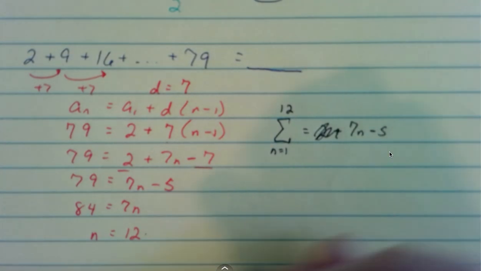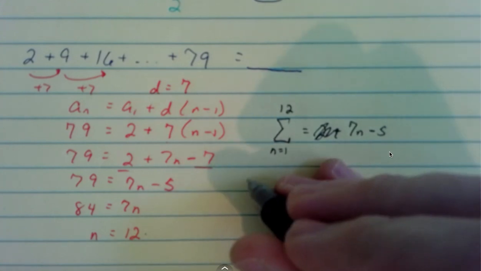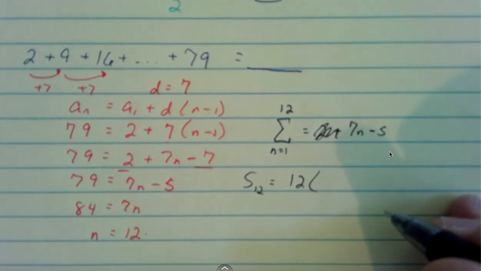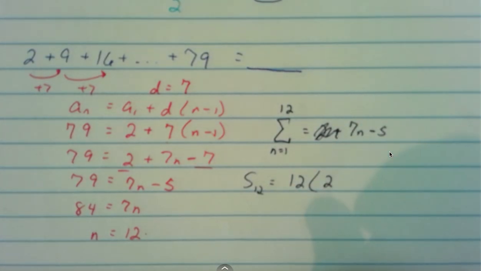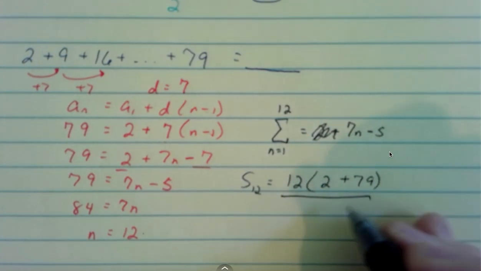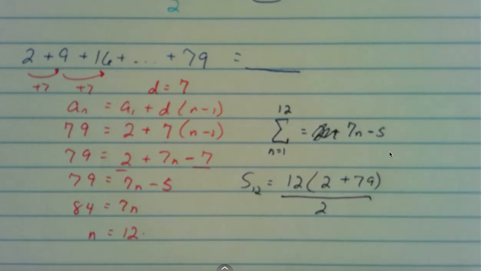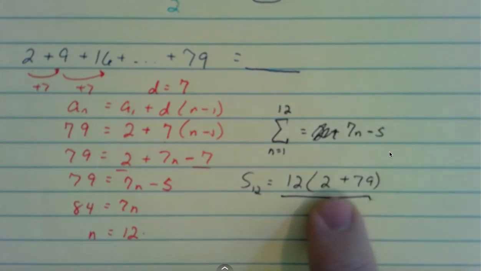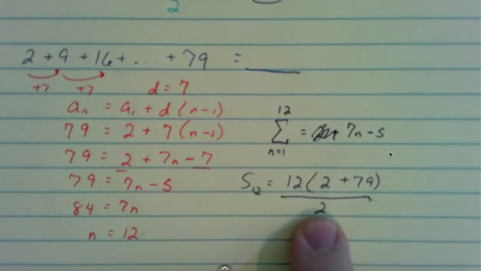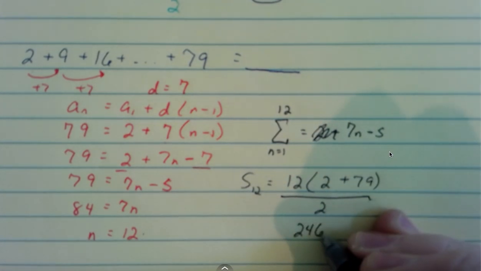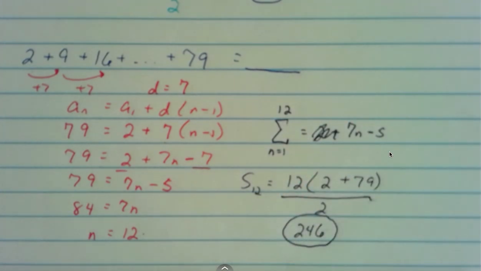I know that I want the 12 terms. So S sub 12 is going to equal 12 times the first term in my sequence. What's the first term? 2. What's the last term? 79, divided by 2. Now, 2 plus 79 is 81. Now you'll notice I've been doing these two numbers divided by this, but this time I got an odd number. So I'll do 12 divided by 2 is 6. 6 times 81 is 246. So if I were to add those all together, I would get 246. All right. Does that make sense? Hopefully it does.